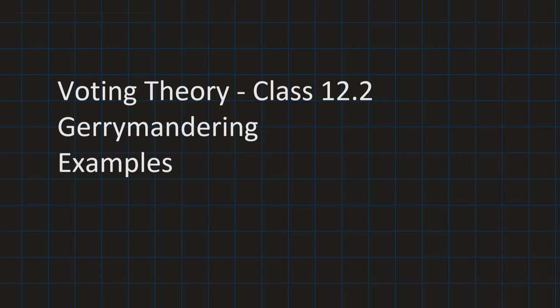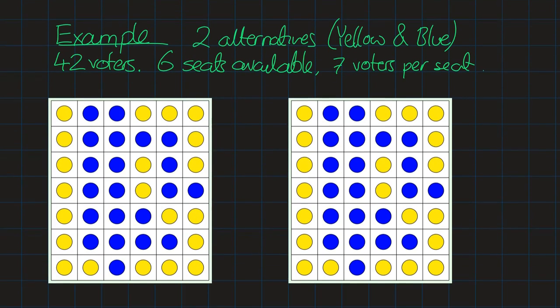Voting Theory Class 12 Video 2. In this video we're going to do a couple examples of gerrymandering. So let's look at the first example.